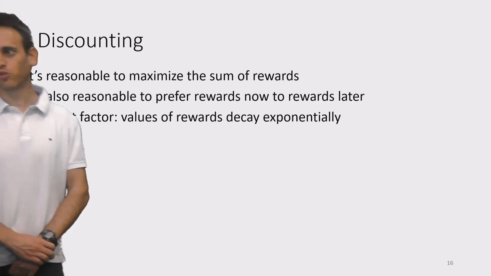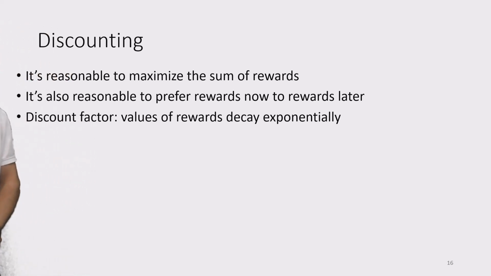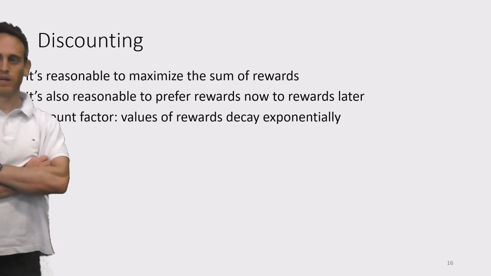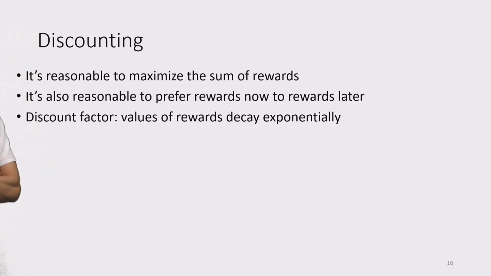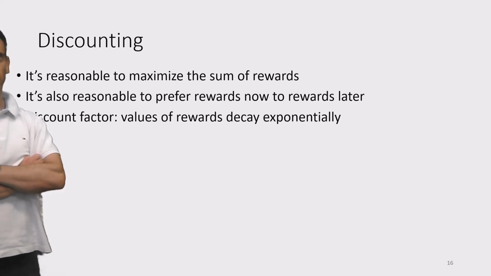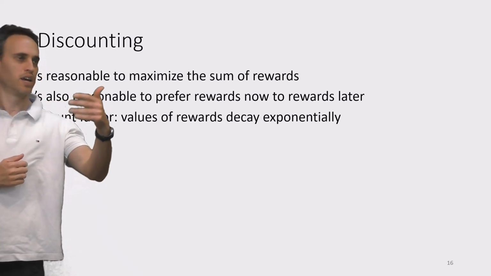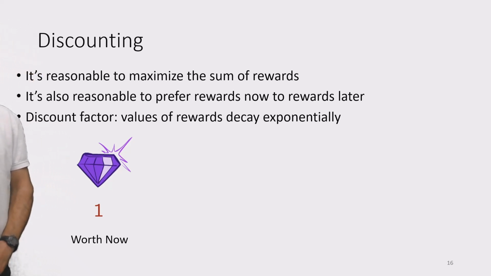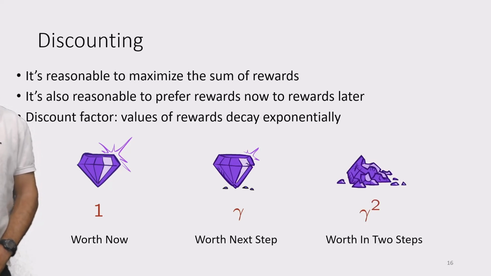So it is reasonable to maximize the sum of rewards. I mean, in most cases we would like to maximize rewards over time, but I would claim that it is also reasonable to prefer rewards now than rewards later, right? And this is exactly what the discount factor does. It values rewards higher now and exponentially lesser as time progresses. So an immediate reward might be worth 1 at the current time step, and then gamma at the next time step, and gamma squared at the next one, and so on.